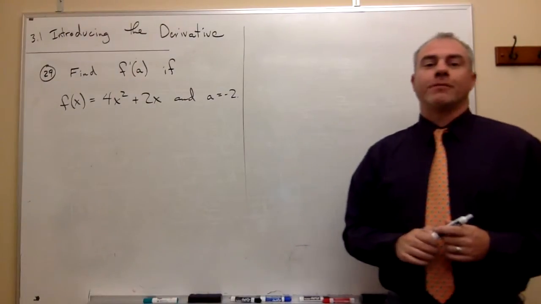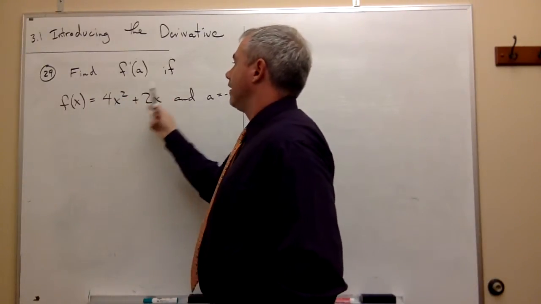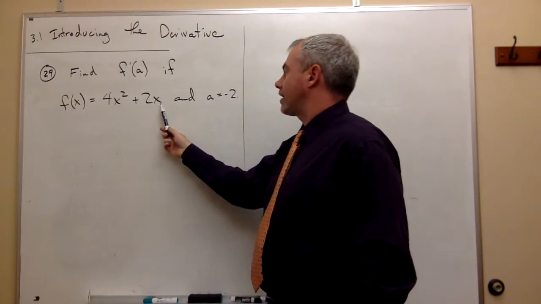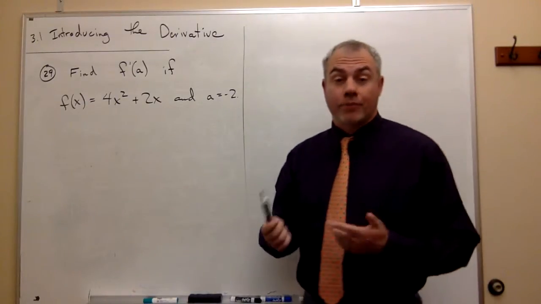Let's take a look at problem number 29. In 29, we want to find f prime of a if f of x is equal to 4x squared plus 2x and a is negative 2. Okay, we want to find f prime of a.